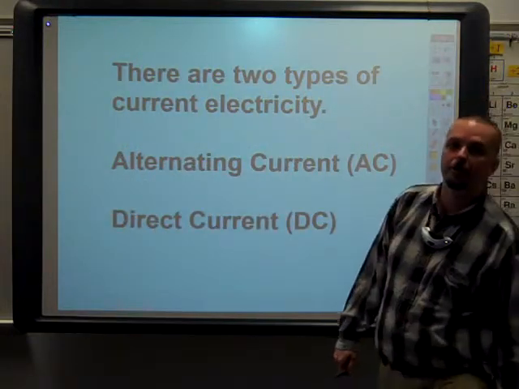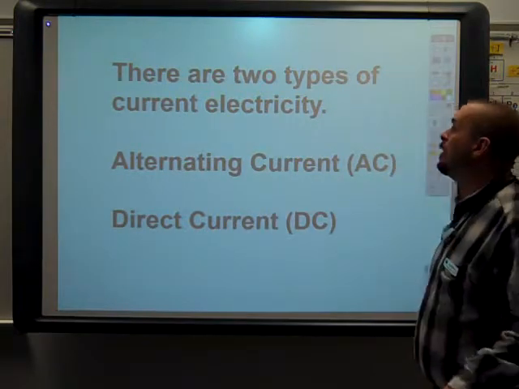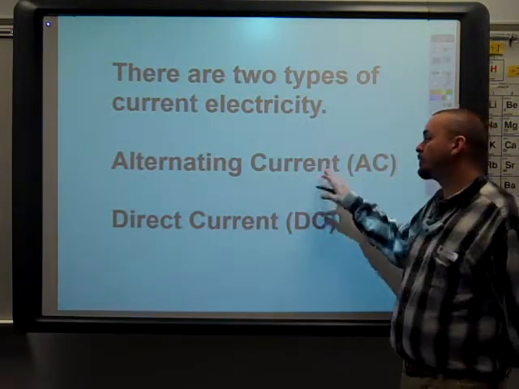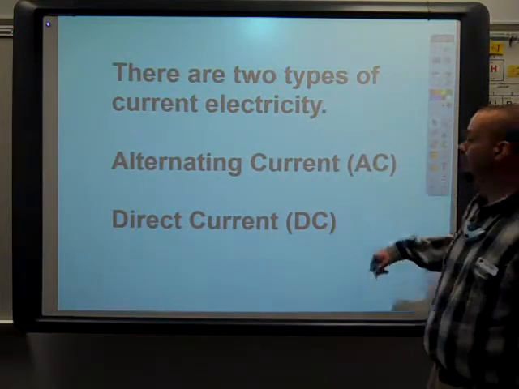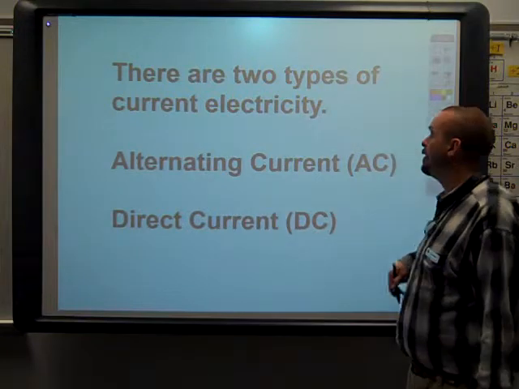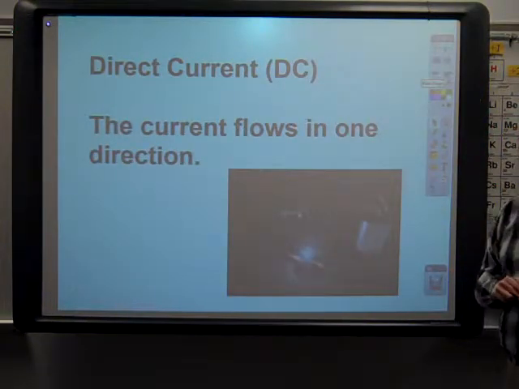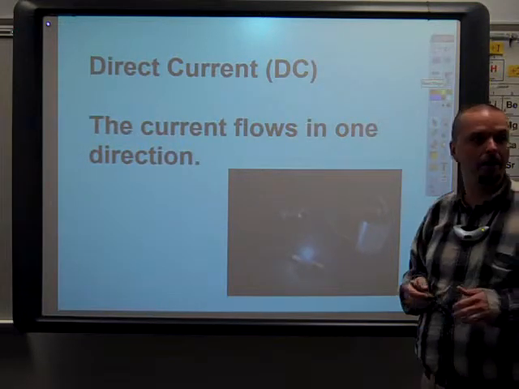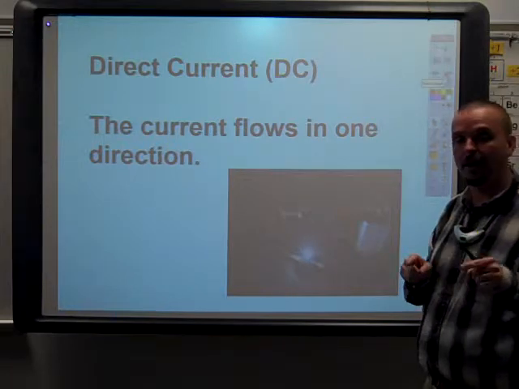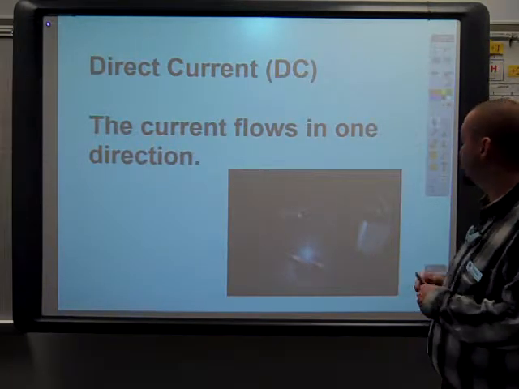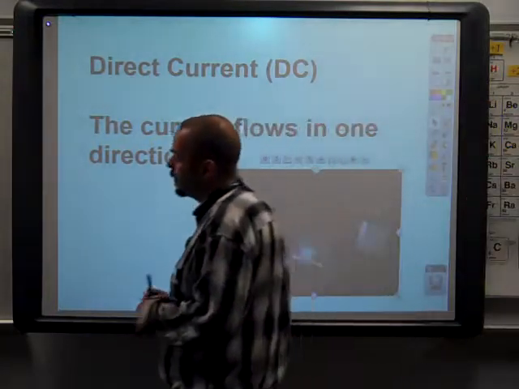There are two types of current electricity, and that's really what this video is going to focus on, these and Ohm's law. There are two types of current electricity, alternating current and direct current. Alternating abbreviated AC, direct current abbreviated DC. Let's take a look at what each one of those are. Direct current is current that flows in one direction. In a direct current system, the electrons go one way and one way only, from one side of the battery to the other.